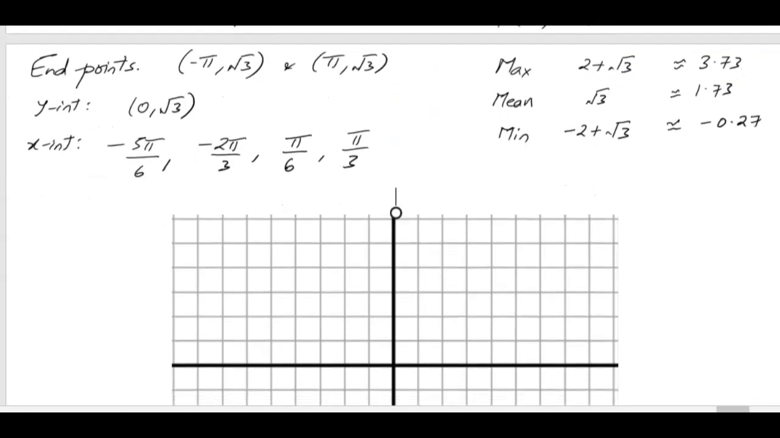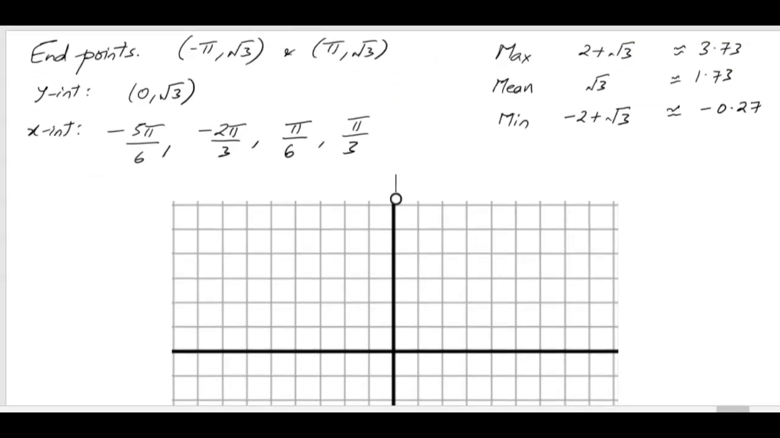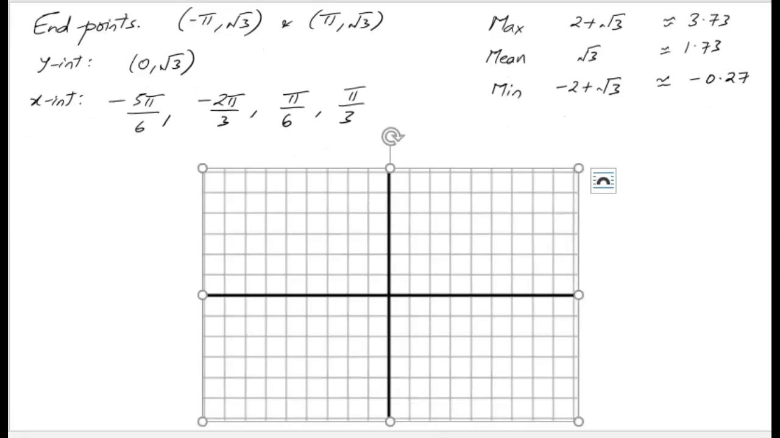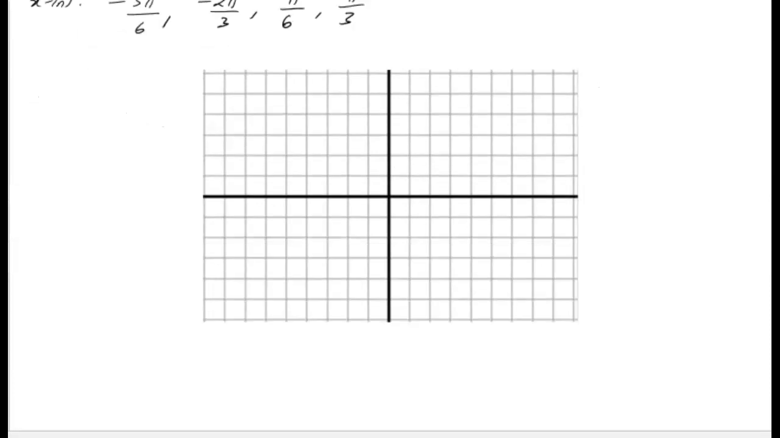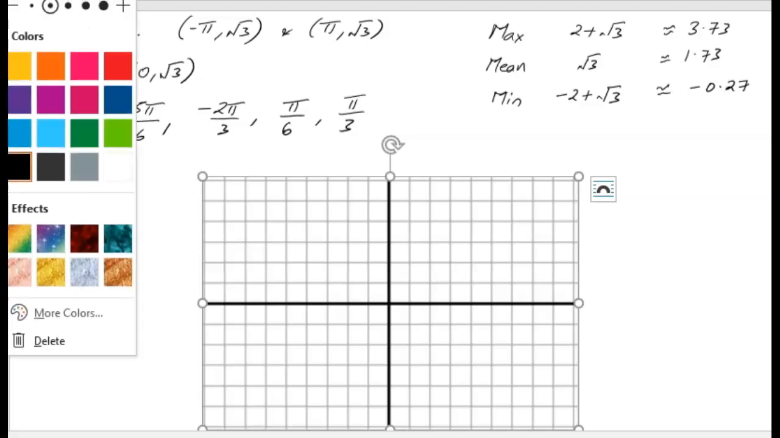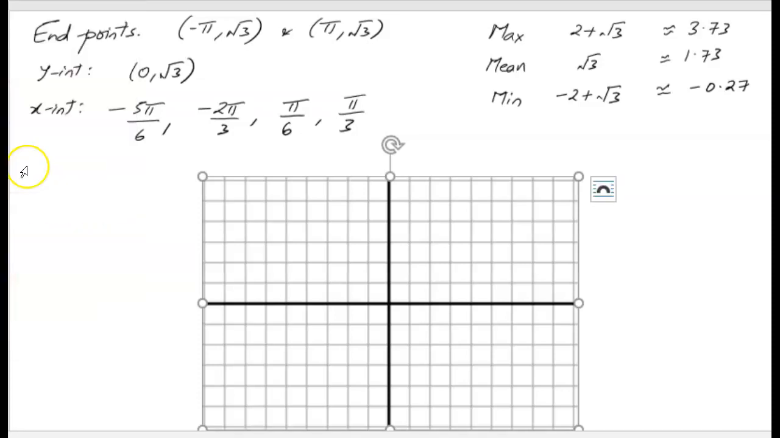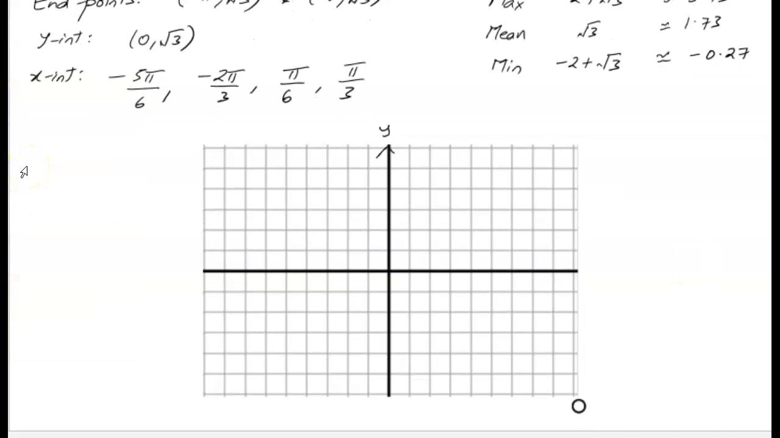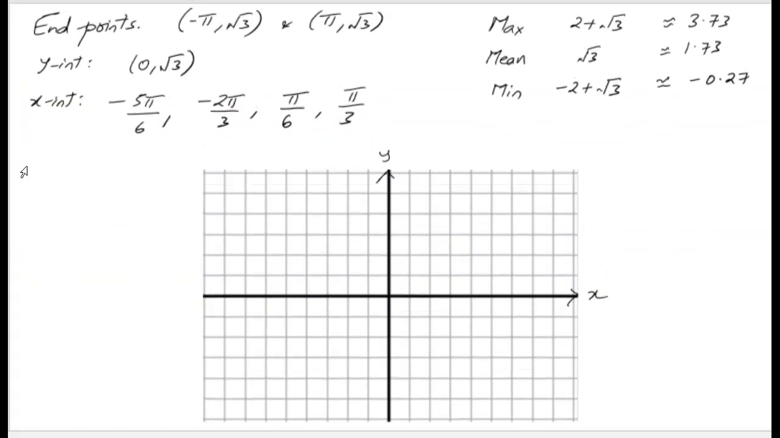Now we've compiled all the important pieces of information. Let's quickly get into the graphing of this cos function. Let's start by marking the values on the y-axis here. We'll come to the x-axis in a minute. So I'm just marking my y-axis, x-axis, and the 0 there. Let's quickly mark these important values: 1.73, a maximum of 3.73 and a minimum of minus 0.27.